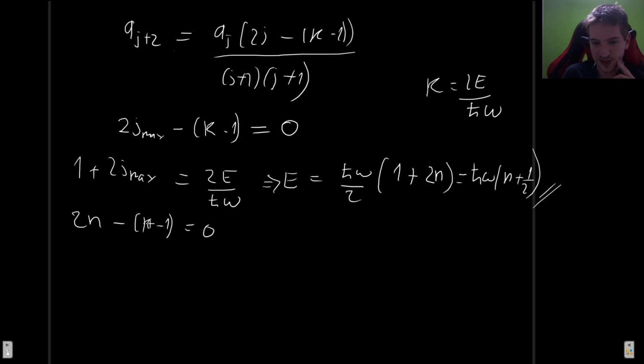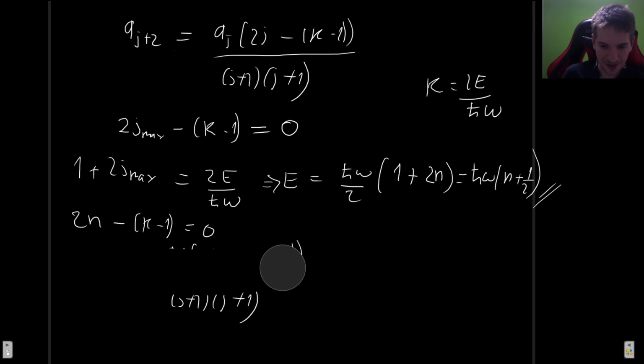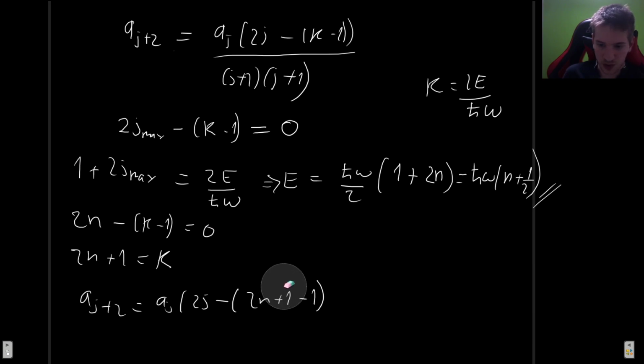So let us actually replace this k now. So 2n plus 1 will be k. So in this equation, and now I actually want to put it here. Oh, damn. That happens sometimes. So 2n plus 1 is equal to k, right? So aj plus 2 will be equal to aj times j minus, and now replace this k for 2n plus 1, and there is a minus 1 right there. So actually these minus 1 and 1 will cancel each other out.